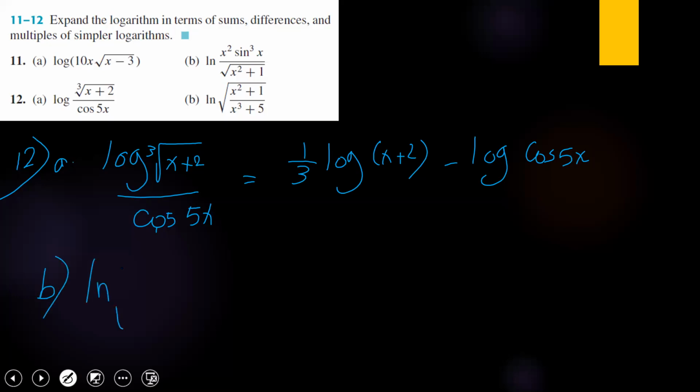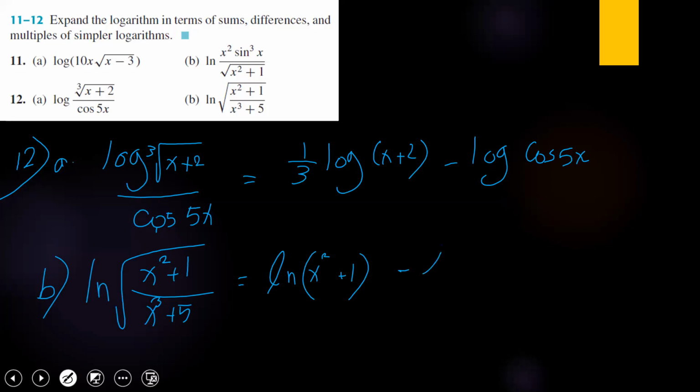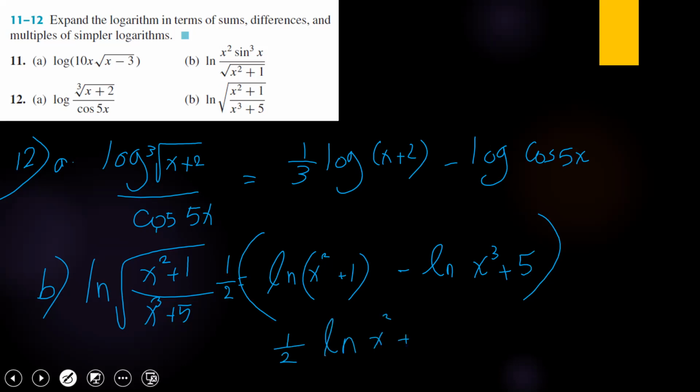Now let's solve B. ln of square root of x squared plus 1 over x cubed plus 5. Here we have ln of x squared plus 1 minus ln of x cubed plus 5, and then they are multiplied by half. So it is half ln of x squared plus 1 minus half ln of x cubed plus 5.